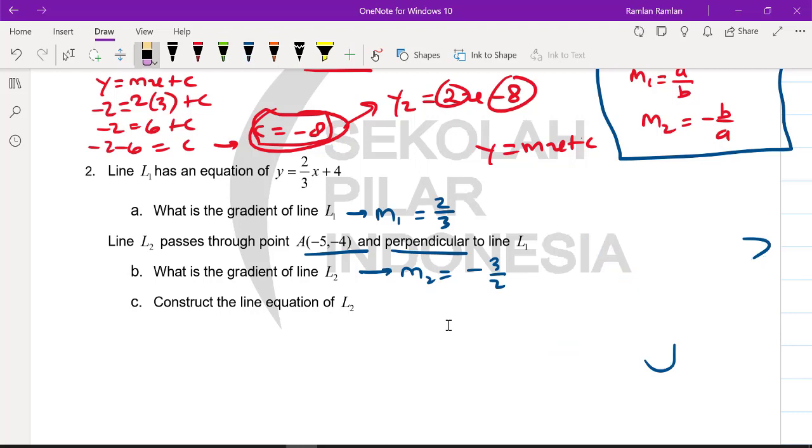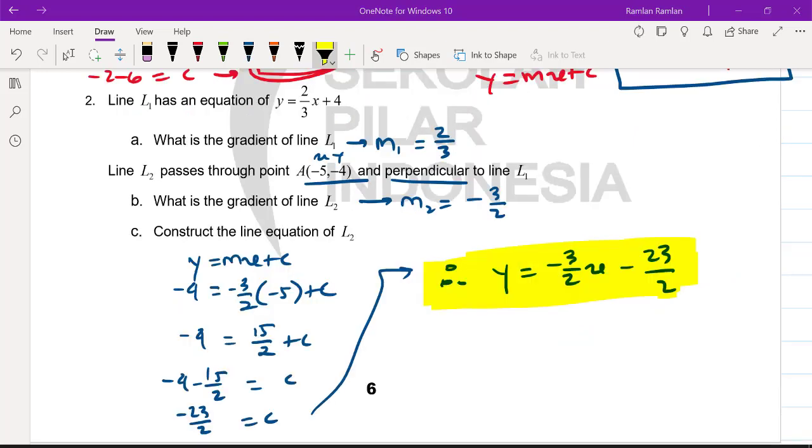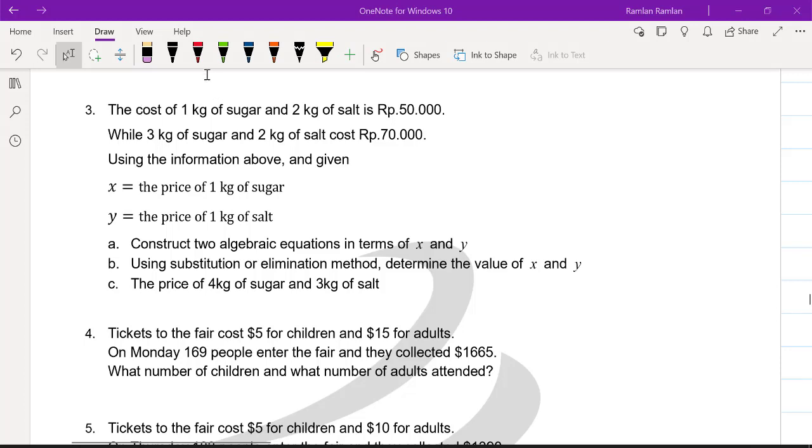Okay, so we can do the same exact thing like before. I'm not going to show you how to do it. You can do it by yourself. I'm just going to show you the final answer. Okay, so this is the final answer for question number 2. Okay, let's go to number 3.